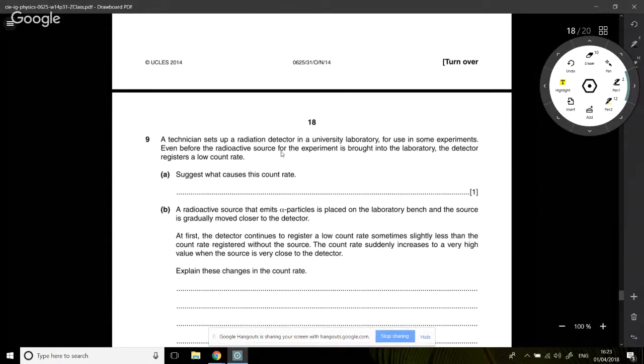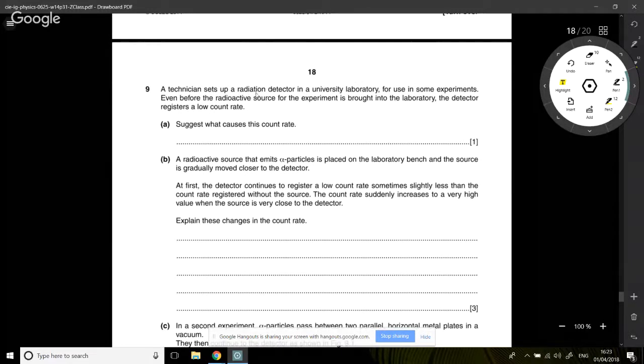All right, so this is just a question on radiation. It says the technician sets up a radiation detector at a university laboratory for use in some experiments. Even before the radioactive source from the experiment is brought out into the laboratory, the detector registers a low count rate. So it's picking up something even though the radioactive source isn't there. But there is background radiation, because there are gamma rays from space and other sources of radioactive particles, a low but detectable amount of background radiation.